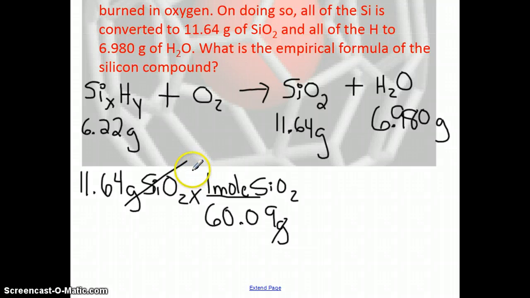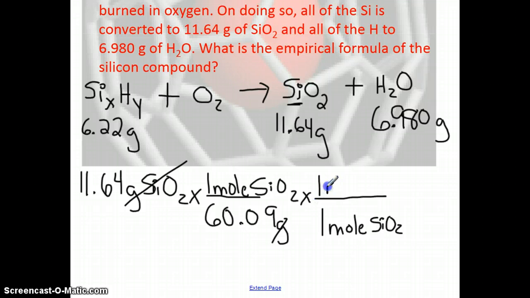That cancels those out, but we still have to get to moles of Si. We know that for every 1 mole of SiO2, there's only 1 mole of Si in that, because there's an imaginary 1 subscript right there. Then we calculate that out, and that tells us our moles of Si. We got 0.194.